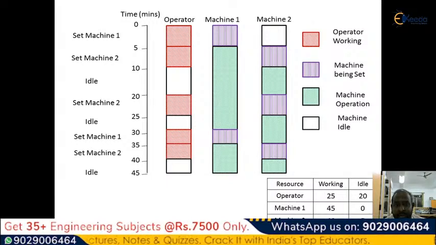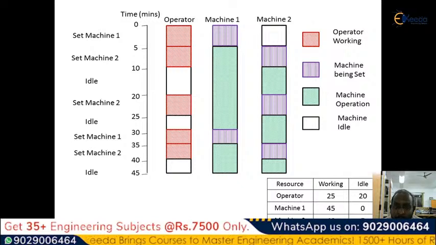So look at this diagram. I have 2 machines and 1 operator. So assume the situation correctly. I am going to have 2 machines and 1 operator. Now there is a scale which is given between 0 to 45, say in minutes.